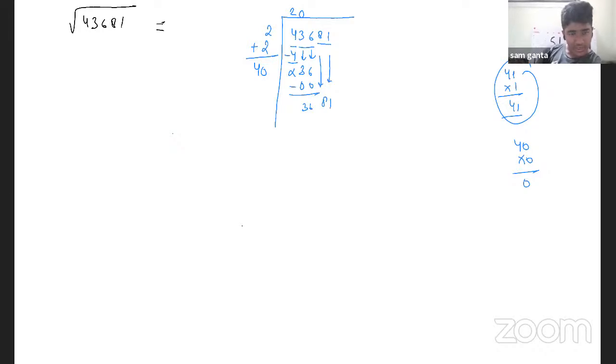For four minus four, is that a zero? Yes, here I wrote zero. Why 0, guys? Because 41 multiplied by 1: if I choose 1, which is the lowest number, it becomes 41. Still, it is greater than 36, no? So that's why I chose 0, because less than 1 is 0. So 40 multiplied by 0 is 0. So that's why I wrote 0. Understood?